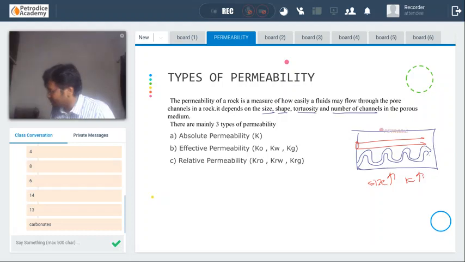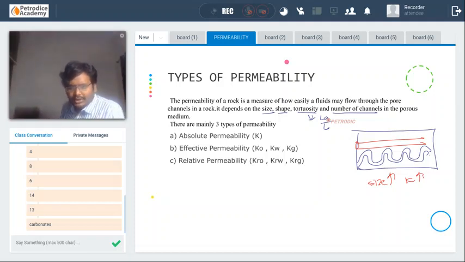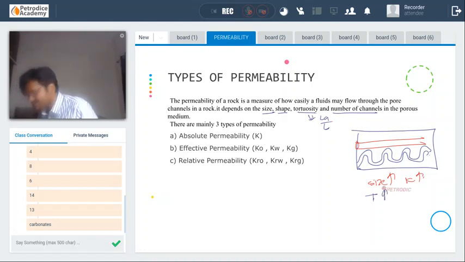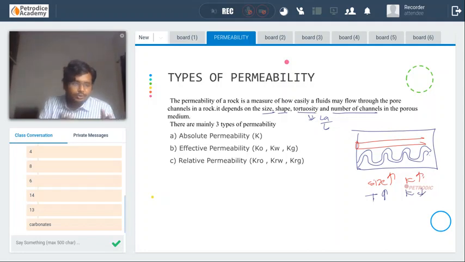Tortuosity is defined as LA by L, actual length by the original length, the total L. The tortuosity will increase as the shape deviates from a straight line, as it becomes more angular. Suppose the tortuosity increases, the permeability will decrease because it takes more time to travel from one point to another point.